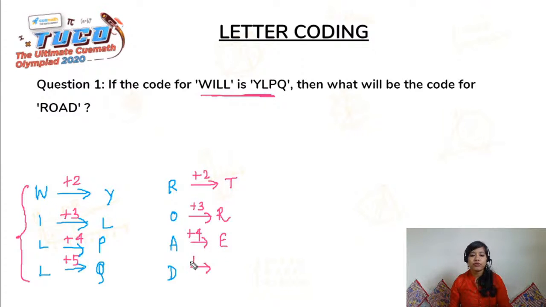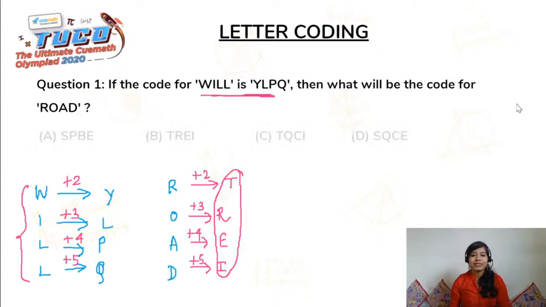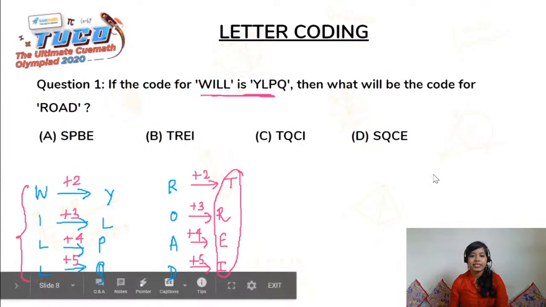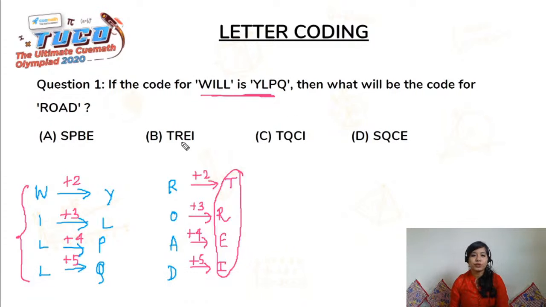And with D, I will have to add plus 5. E, F, G, H, I. So as per this, I would be getting my answer as T, R, E, I. Now with this, let me display the options. Out of option A, B, C and D, we see that T, R, E, I is present in option B. Hence option B is the right answer to this.